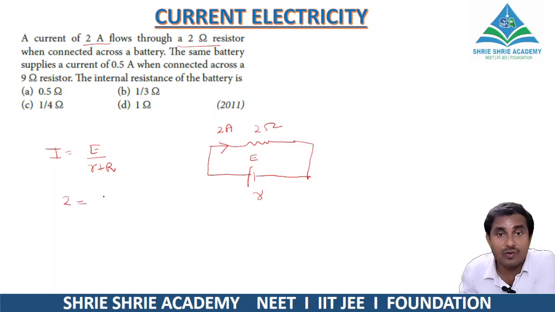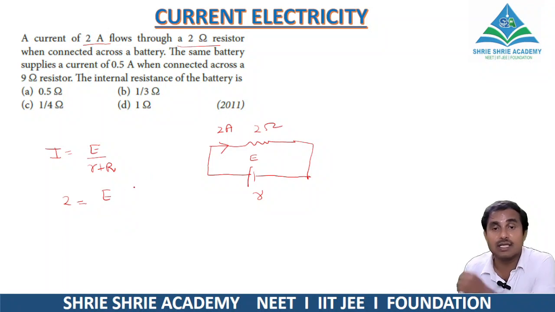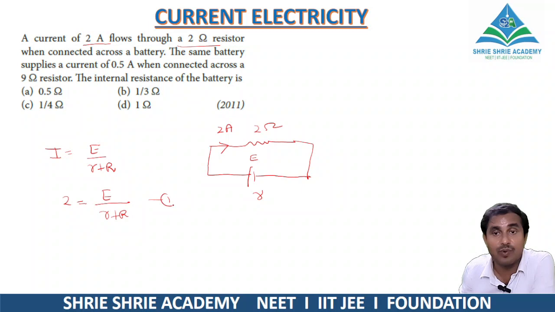So current is equal to 2, EMF we don't know of the battery, and total resistance is 2 plus small r, right? Because external resistance is given to you, 2, but internal resistance you don't know. Total resistance is small r plus capital R, equation number 1. Likewise, equation number 2, 0.5 ampere of the current, E divided by small r plus here also capital R.